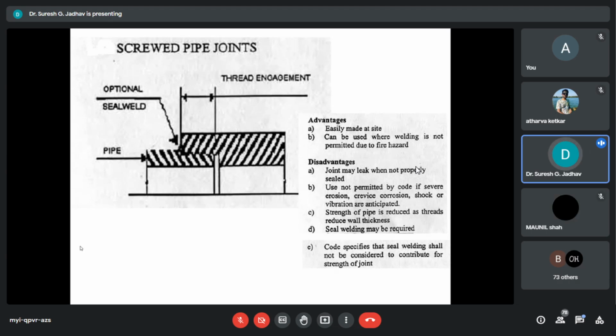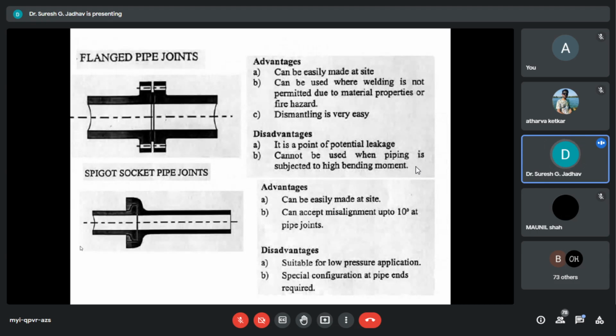screwed pipe joints. And as per the code specification, seal welding shall not be considered to contribute to the strength of the joints. So that kind of disadvantage exists while using screwed pipe joints.